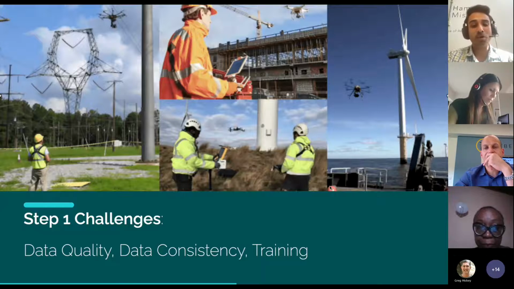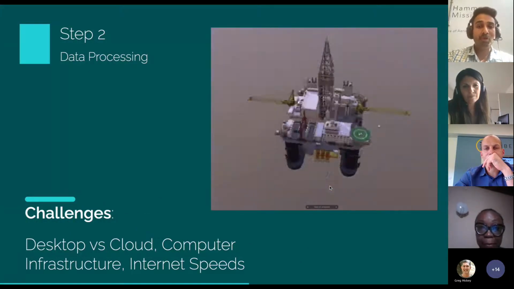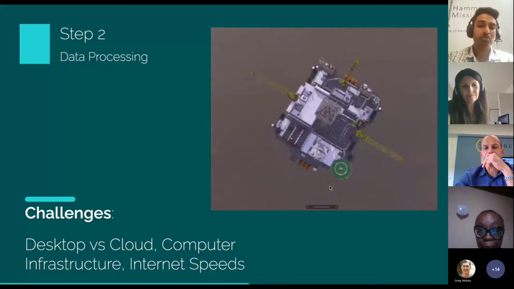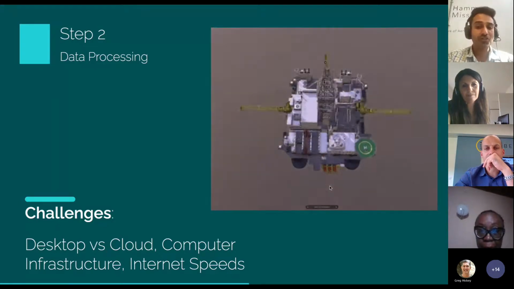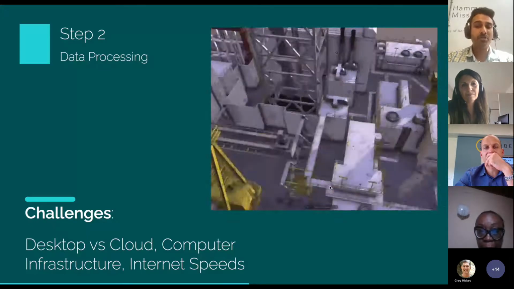So essentially over here, workflows, tooling, and training is key. The step two in that process is to essentially process that data into, it could be a 3D model, it could be a digital twin, it could be essentially annotated images. You want to be able to process that data into something that your business cares about.